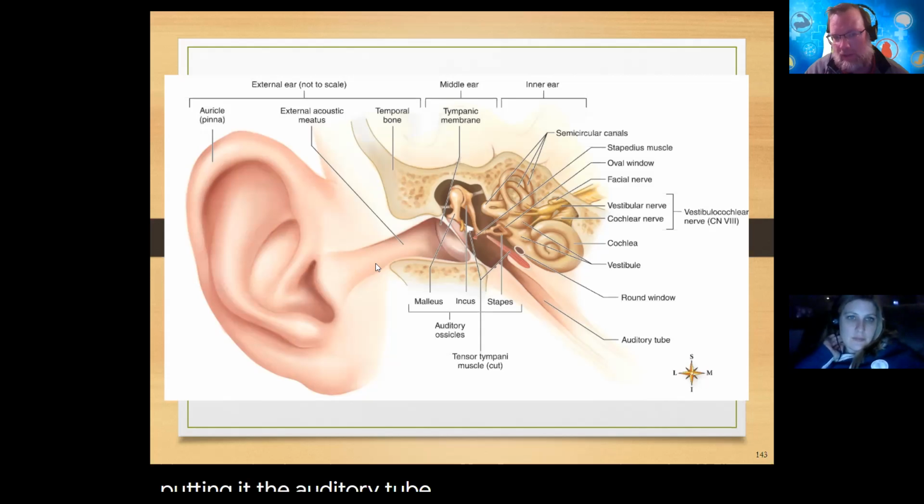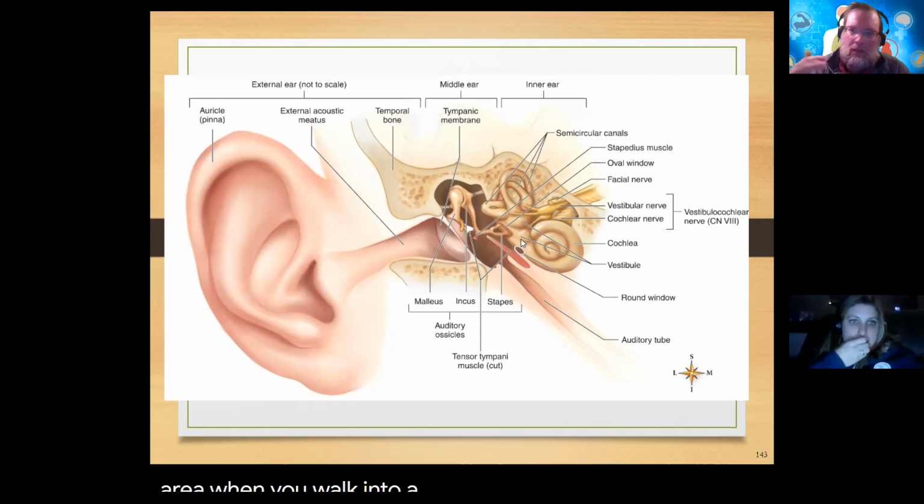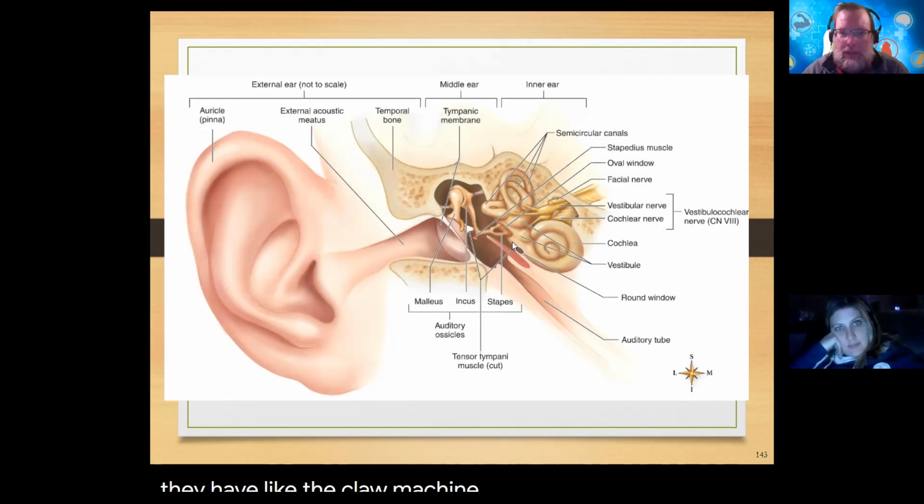So basically, sound comes in in waves, and all of these little grooves, valleys, and depressions funnel the sound waves into the external auditory meatus here. The sound waves vibrate the tympanic membrane, which then vibrates the malleus, incus, and stapes. All these sound waves ultimately end up over here in the vestibule, kind of the entryway, like the area when you walk into a Target or Walmart and you're not in the store, but you're in the building. That's the vestibule. They have the claw machines and the red box in there sometimes. That's where all those sound waves go.